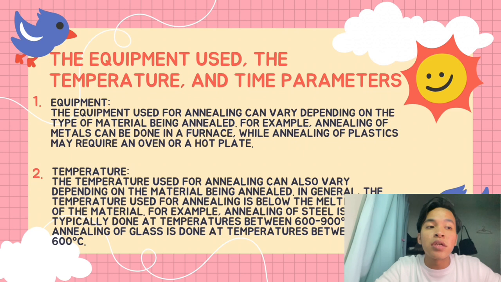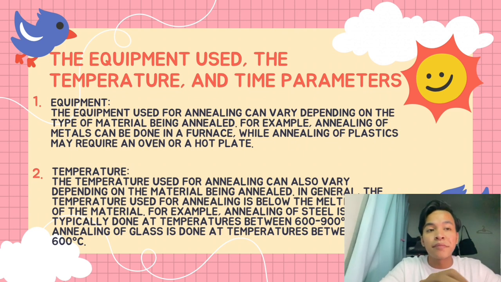In general, the temperature used for annealing is below the melting point of the material. For example, annealing of steel is typically done at a temperature between 600 to 900 Celsius, while annealing of glass is done at temperatures between 400 to 600 Celsius.